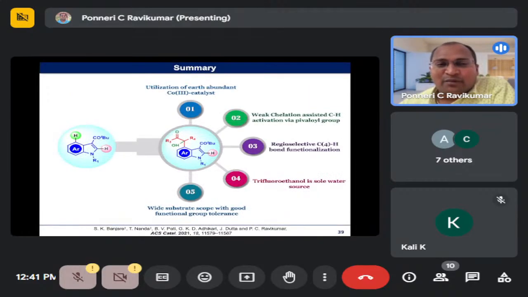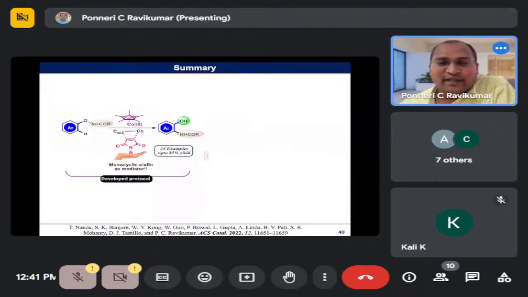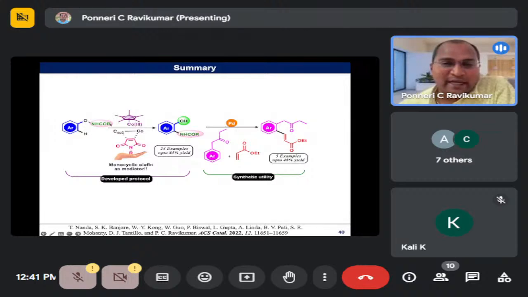And to summarize, I have talked about two stories. In one of the stories, I showed how to do C4 functionalization of indole to get this acyloin product. And we have also shown how cobalt catalyst can be used for Catellani-type reaction. And we have not just stopped at this stage. We have taken these products and demonstrated that it can be used as a ligand for palladium catalyzed functionalization reaction.